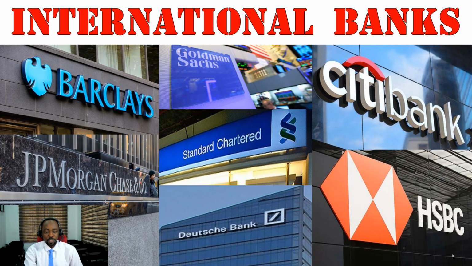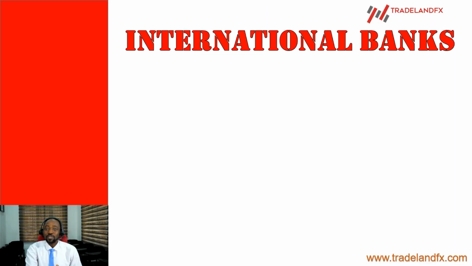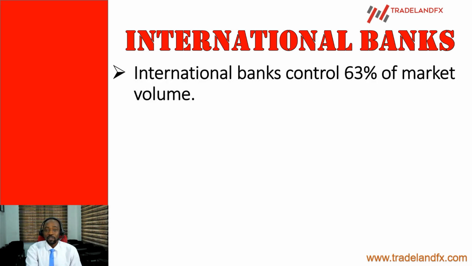If you look at this picture, you see Barclays, JP Morgan Chase, and also Goldman Sachs. Morgan Stanley is not actually on this picture. These are international banks: HSBC, Deutsche Bank, Citibank, Standard Chartered. So what do they do? They control 63% of market volume. So market volume is controlled by these international banks. Of course, they cut across countries and continents.